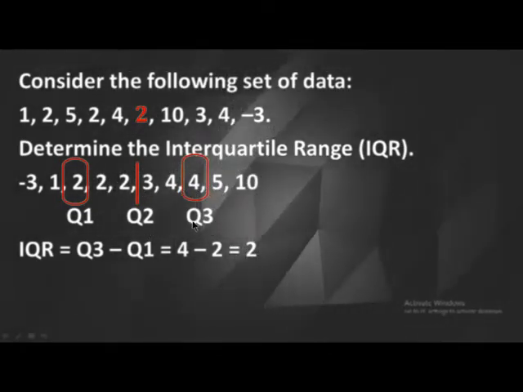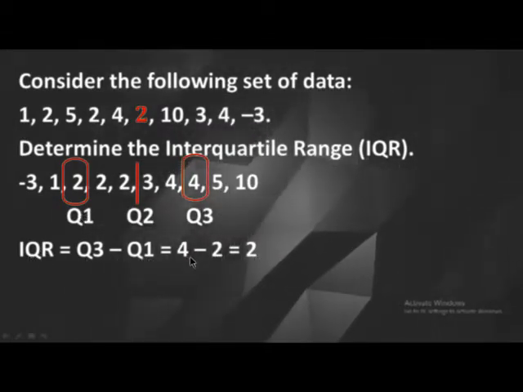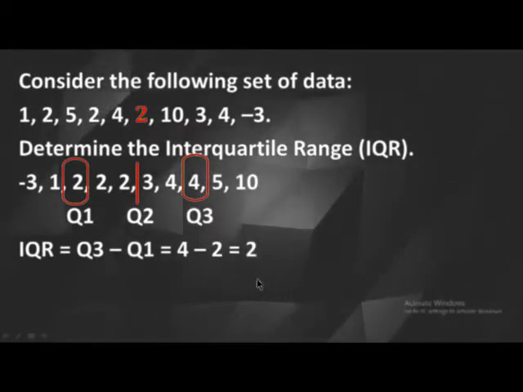So Q3 equals 4 and Q1 equals 2. Interquartile range equals Q3 minus Q1 equals 4 minus 2. We got that interquartile range equals 2. Still, the same set of data.